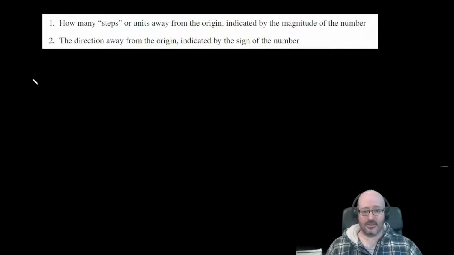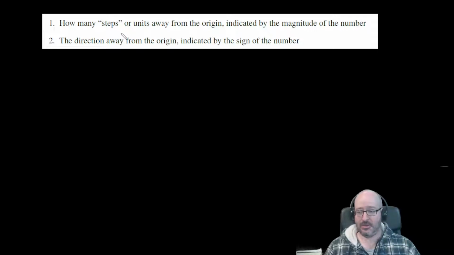All of these numbers are allowing you to locate a point on a number line. And all of these numbers accomplish two things. They tell you how many steps or units away from the origin, and that's indicated by the magnitude of the number. The bigger the number, the further away from the origin you are. And the other thing that's indicated is the direction from the origin, and that's indicated by the sign. Positive you go one way, negative you go the other. So let's take a peek at that, and I have that down on the notes there. So you get distance from the origin and you get direction from the origin.